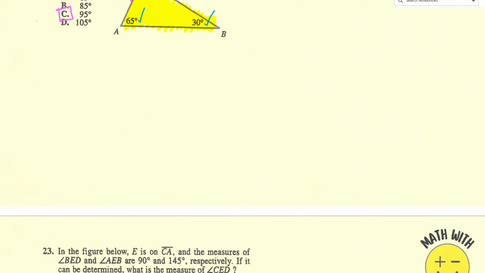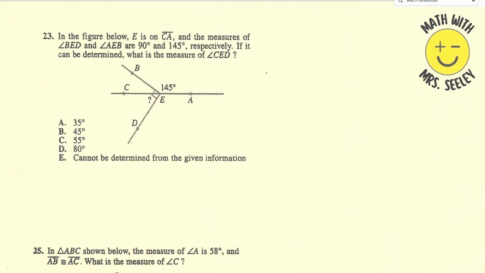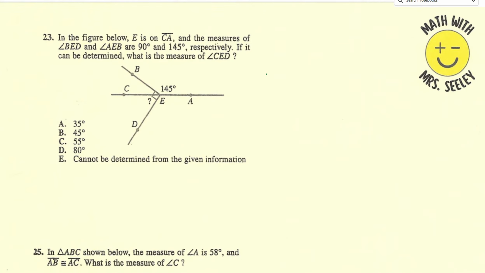On number 23. It says in the figure below, E is on CA. Clearly, I see that. It gives me the measures of these two angles, 145 and 90 degrees. Hopefully, you remember that if you have that symbol, that refers to a right angle, which is 90 degrees. The question says, what is CED, or this little angle right here with the question mark?